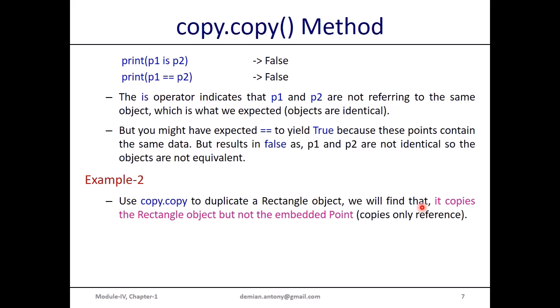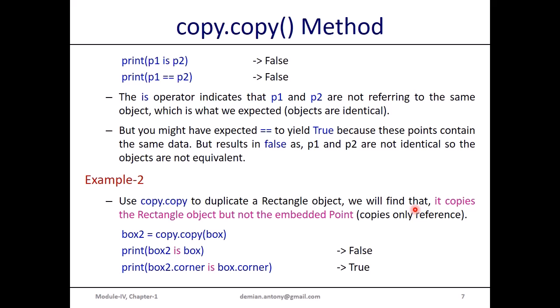And we know that rectangle object has three attributes. One is a width, height, and third is a reference to an object, not the object. It is a reference. Let me create the second object, that is box2, by writing copy.copy(box), and if I execute box2 is box, I get a value false. Yes, box2 is a separate memory and box is a separate memory.